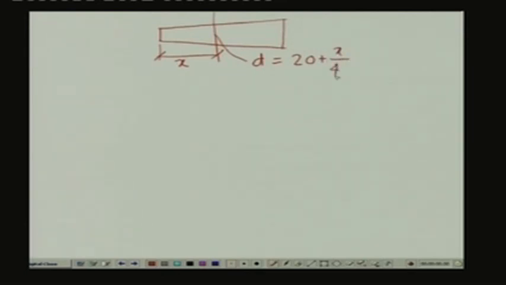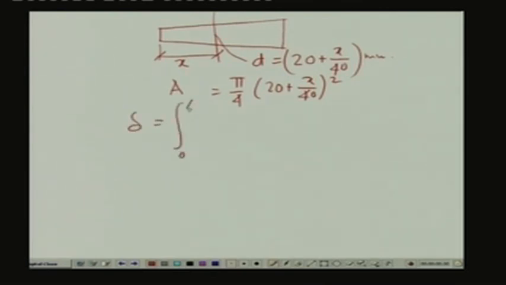So, we have the bar which is tapered, and we have just seen that at a cross section which is at a distance of x, the diameter D is equal to 20 plus x by 40 millimeter. Hence, the cross sectional area A is equal to pi by 4 times (20 plus x by 40) squared, and delta is equal to the integral from 0 to 400. The load is 30 kilonewton.